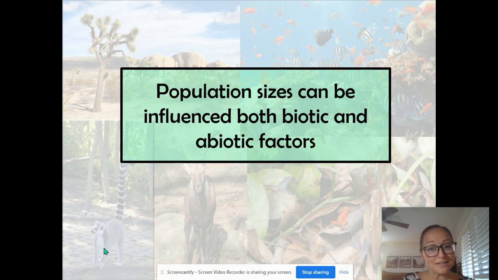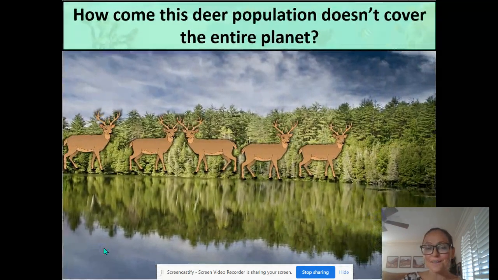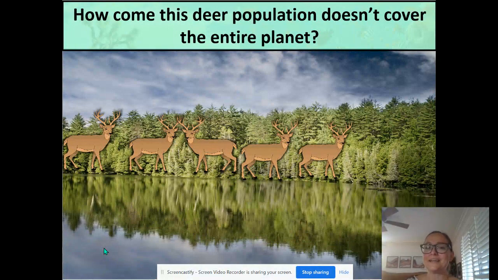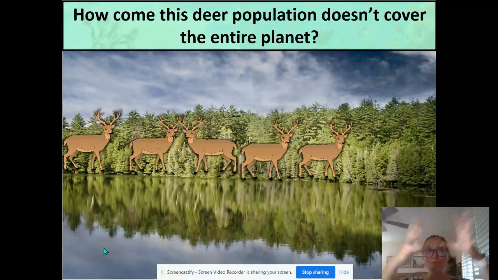Okay, so a population size can be influenced by both biotic as well as abiotic factors. So let's go ahead and talk about what those two words mean. Here I have a population of deer. When we really think about it, why wouldn't deer cover the earth? How come they're not found everywhere on planet Earth? What limits this deer population? What prevents it from being so massive and being found everywhere?